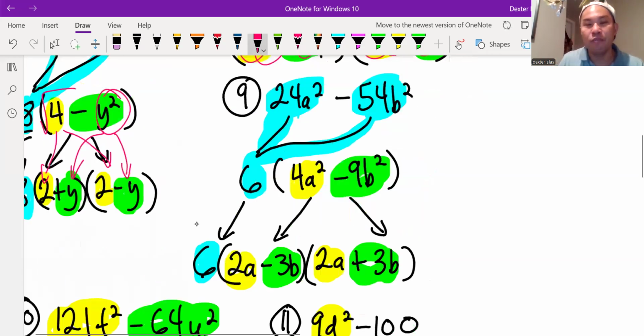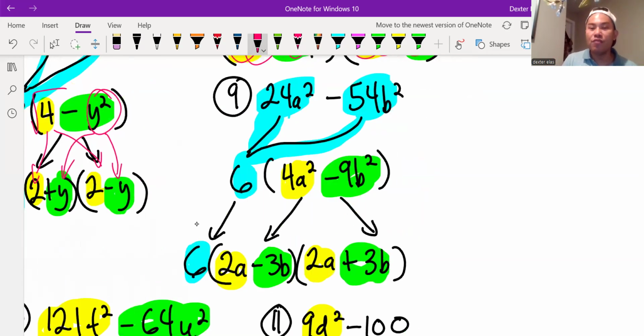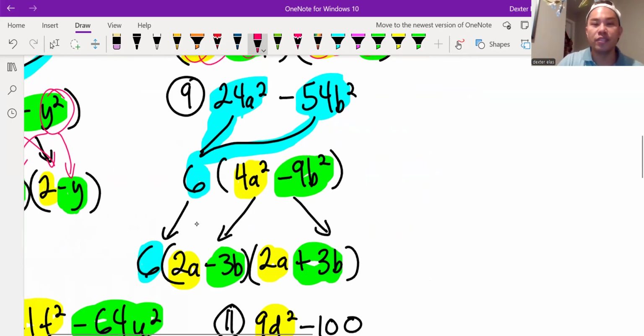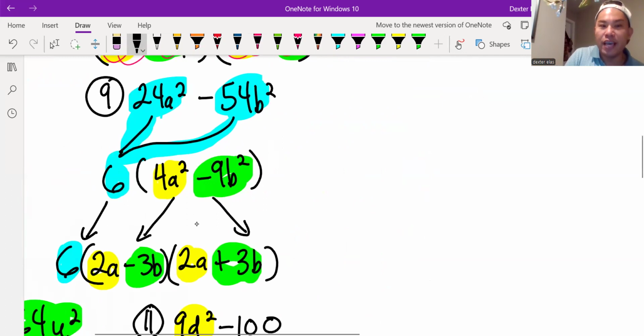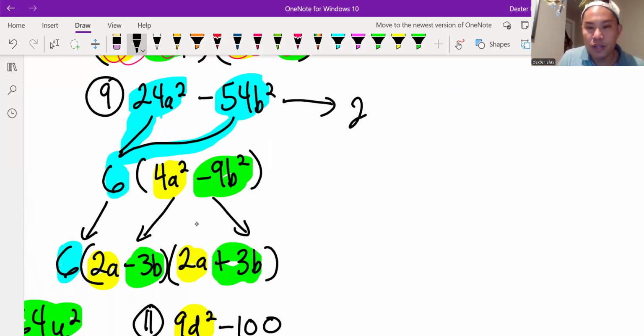Moving on to number 9. Between 24 and 54, they both have a 6 in common. If you have trouble finding what that factor is, keep factoring out. One of the first ideas you can get from this is that they're both even numbers. So let's do an alternate route where all I did was pull out a 2. If I pull out a 2, 24 divided by 2 is 12, and 54 divided by 2 is 27. So it would look like this.